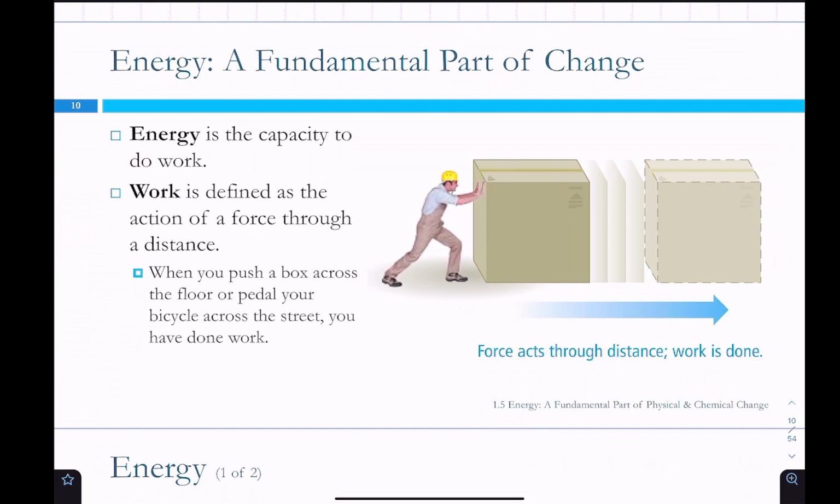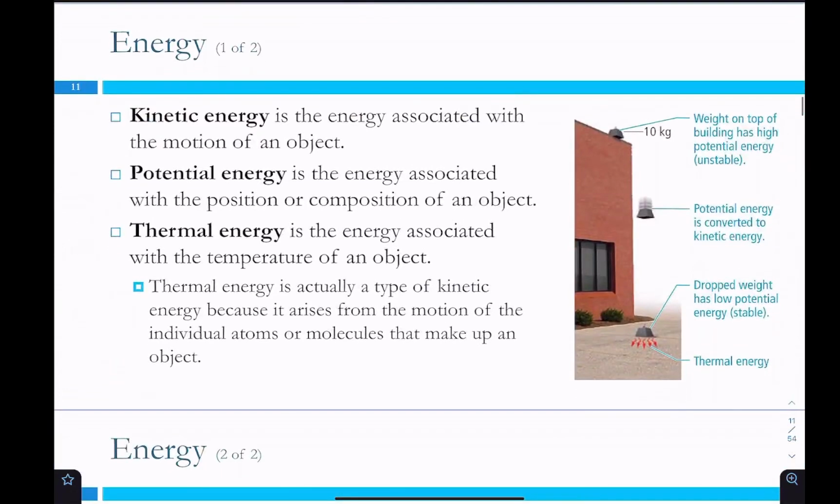Work is defined as the action of a force through a distance, so really mechanical energy or mechanical work. If you push a box, if you move a thing, you're applying a force over a distance. Lots of examples of that. There are different kinds of energy. Kinetic energy is the energy associated with the motion of an object, so if you throw something or if you drop something. Potential energy is the energy associated with the position or composition of an object.